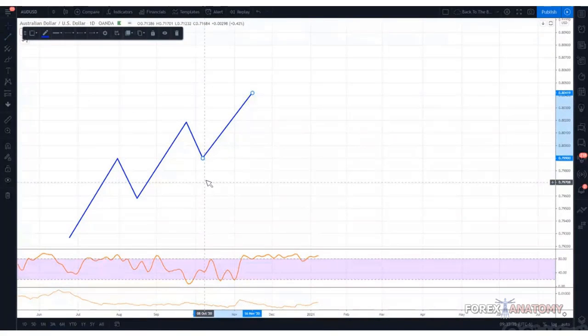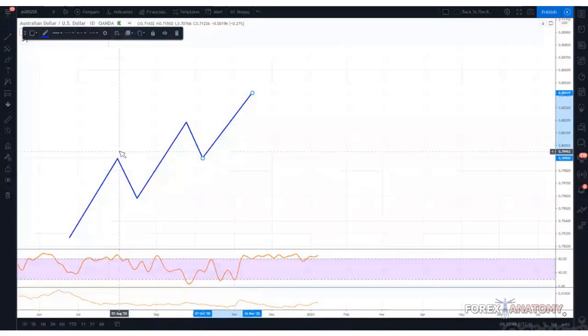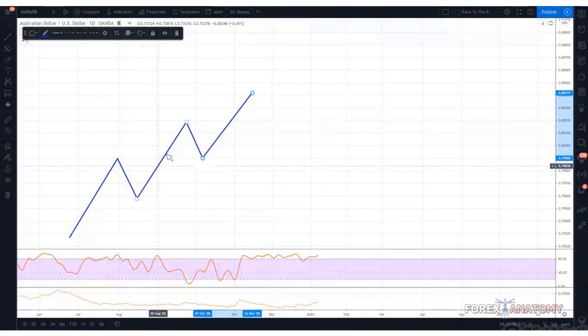So this is what we call wave theory. Wave theory is when price makes consecutive impulses and then corrections: impulse, correction, impulse, or thrust, pullback, thrust, pullback, thrust. So that's what makes up a wave, or wave theory.